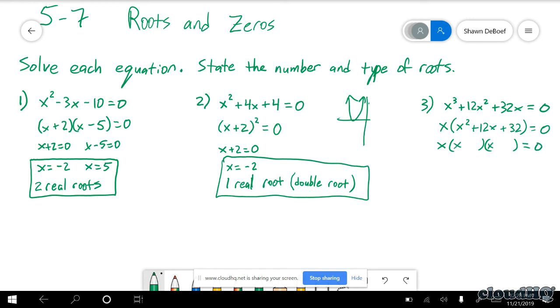Looks like we get an 8 and a 4. They multiply to 32, they add to 12. Set every factor equal to 0, and please do not neglect the x. That x is a factor. There's no parentheses around it because it's like an x plus 0 or an x minus 0, but it is a factor. We have 1, 2, 3 factors. Set each one of them equal to 0.